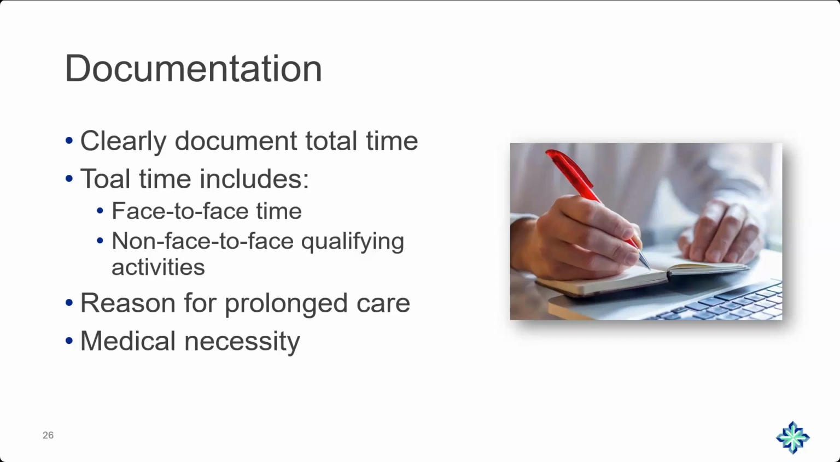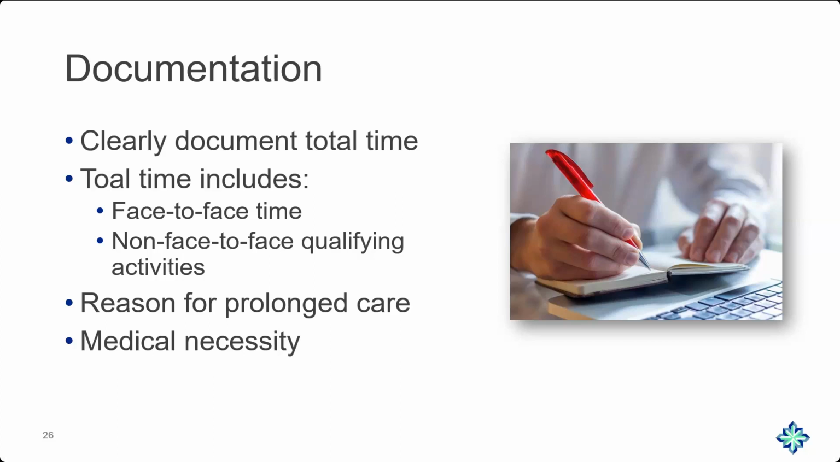If you are going to be billing for prolonged care, so those G codes that we just discussed, Medicare is going to be looking for the reason for the prolonged care. So it needs to make sense when it's pulled for review. Why was there additional time? Why were there additional activities from what's typical for this particular encounter? Again, we're not asking for a novel in the documentation, but it has to make sense.